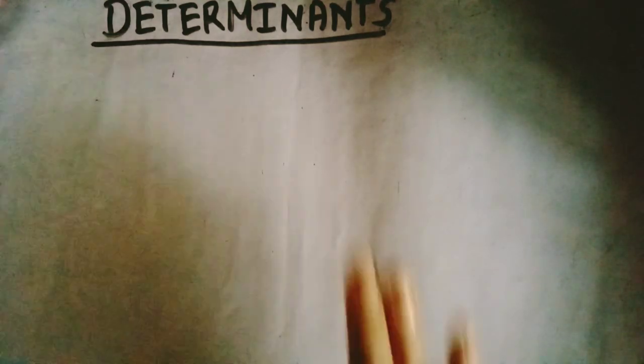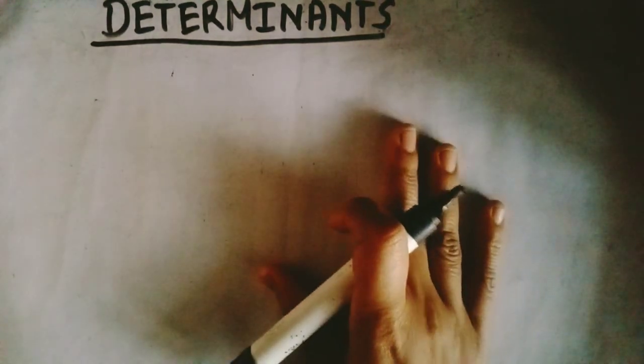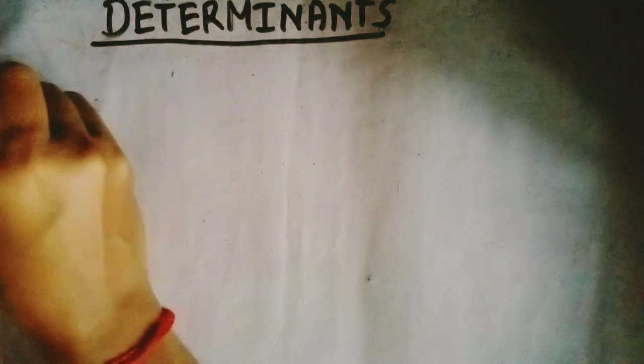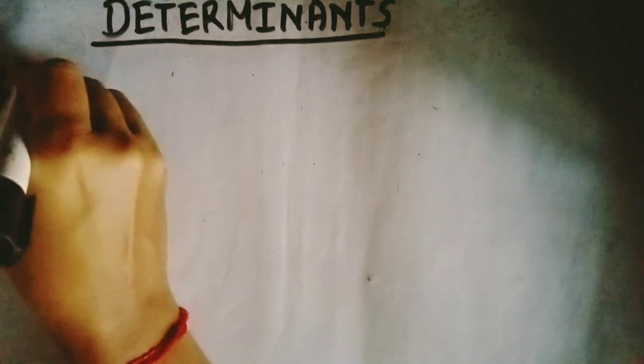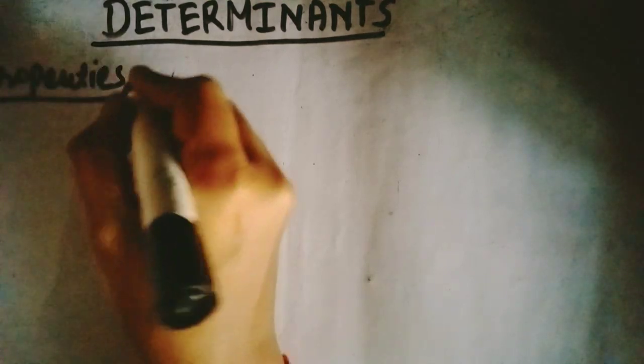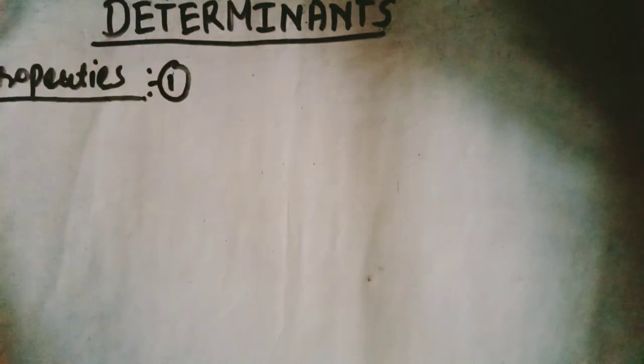Hello students. So today we will continue with the topic determinants. Till now we have seen how to calculate a determinant. Now we'll study the properties of determinants. So, first property: the value of a determinant remains unchanged if its rows and columns are interchanged.